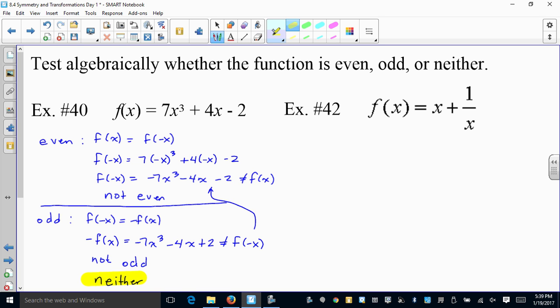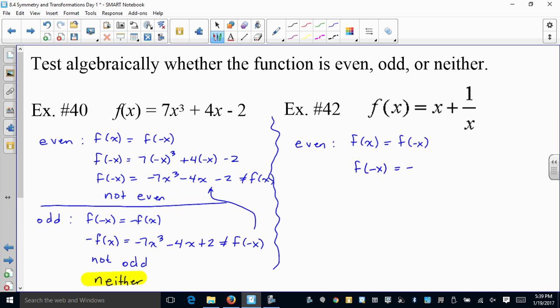Okay, let's check another one. A little line through here so we don't get it mixed up. Even. Again, means f of x equals f of negative x. So you just plug in negative x everywhere you see x. So f of negative x would equal negative x plus 1 over negative x, or negative x minus 1 over x, which does not equal f of x. So, not even. So let's check odd.